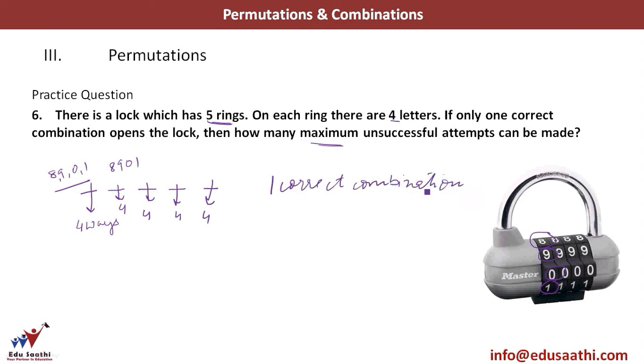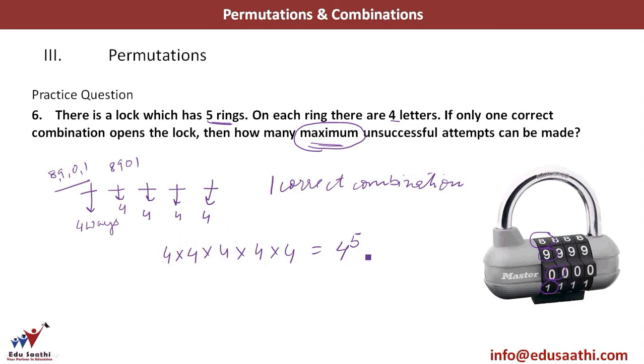So, how many maximum unsuccessful attempts can be made? I will assume that for the maximum, I try all the combinations that are possible, and at the last combination I open the lock. Means at the last attempt I am actually successful. So how many total combinations are possible here? 4 into 4 into 4 into 4 into 4, which is nothing but 4 raised to power 5.